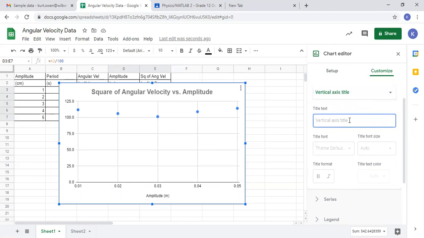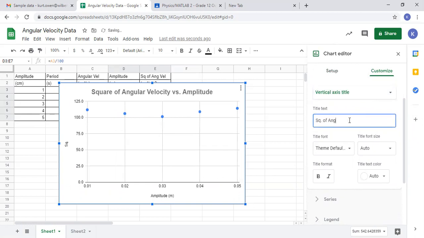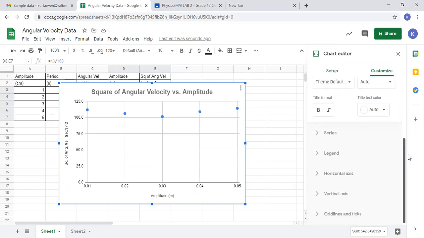Okay, and that's, I'll abbreviate square of velocity, VEL, I'll say, and I'll put some periods so you know those abbreviations. All right, and that is in radians per second squared. Okay, so there I have it. I have my y-axis. All right, and so everything looks good with the axes.